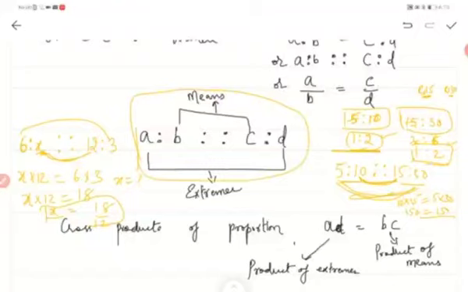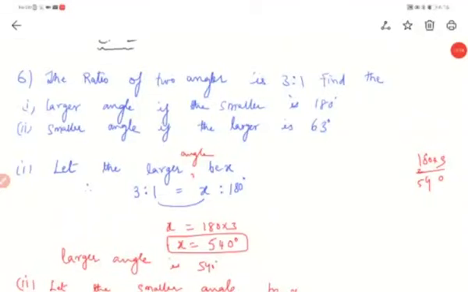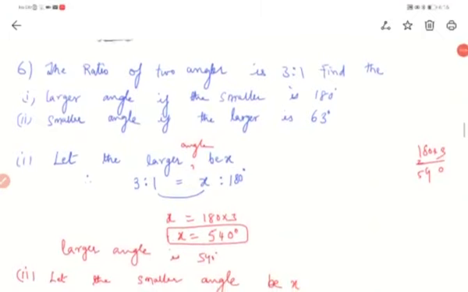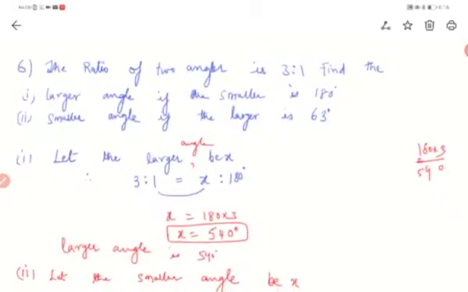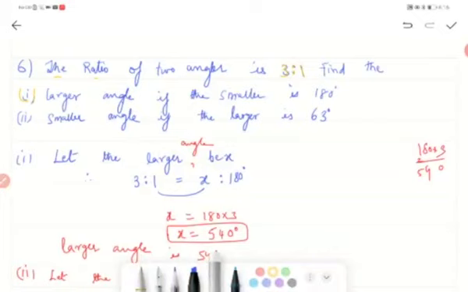All right, let me take one more example for proportion. This is your exercise problem, exercise 2, sixth problem. They have given the ratio of two angles. They are in the ratio 3:1. We are going to find the larger angle if the smaller angle is 180 degrees. From this itself you can easily find it. So your ratio is 3:1.